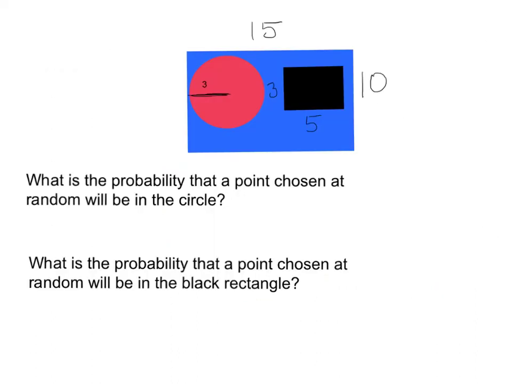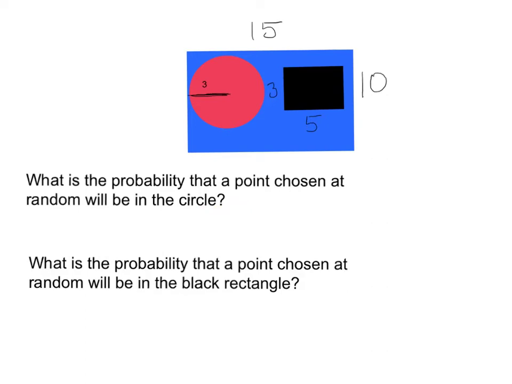Let's look at another example. Let's say that we have a circle that has a radius of 3. We have a rectangle that has a width of 3 and a length of 5. And both the circle and the rectangle are in a larger rectangle that has a length of 15 and a width of 10. Let's figure out the probability that a point chosen at random will be in the circle.